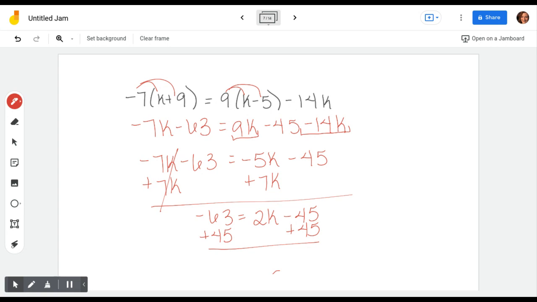So on the left, let's see, that would be negative 18 equals 2k. Those dropped out. I'm going to divide both sides by 2. The little mark there kind of looks like a negative, that's just a 2. And I end up with negative 9 equals k.